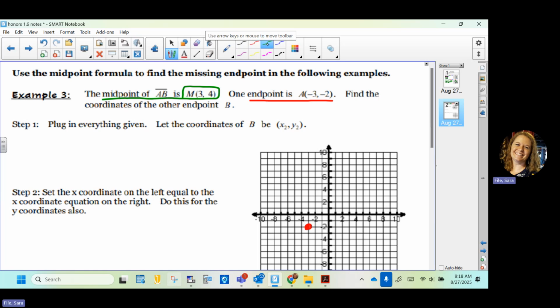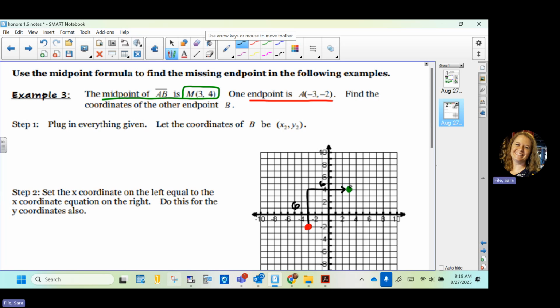And the midpoint is at 3, 4. So I could count how far up and over I went and then just do it again. So I go up 1, 2, 3, 4, 5, 6. And over 1, 2, 3, 4, 5, 6. So I went up 6 over 6.